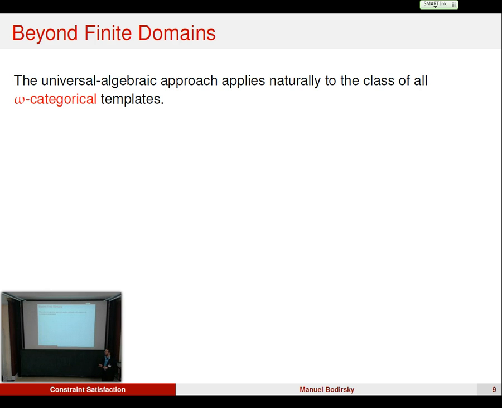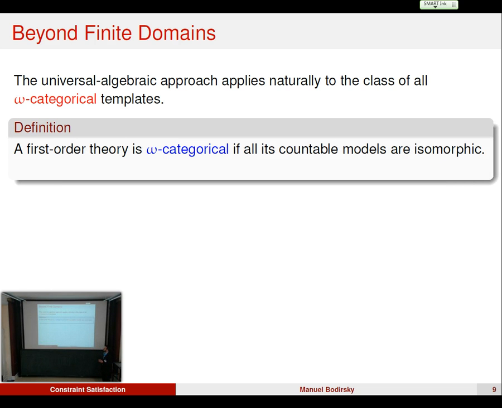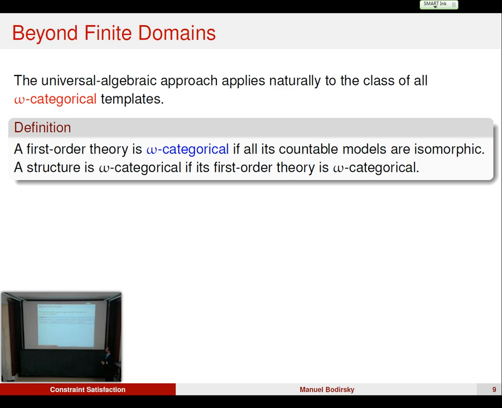Actually, there's not so much special about finite structures for this approach. So the right setting to actually study this approach is the much wider class of all omega categorical structures. A first order theory is omega categorical if all countable models of the theory are isomorphic. And a structure is omega categorical if its first order theory is omega categorical. So in particular, finite structures don't have countable models of their first order theory, so this really generalizes the class of finite templates.